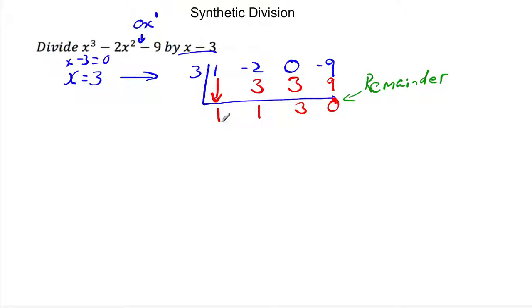And for the rest of these, we start with one less degree. So here the degree is x to the third. So what we're going to have is x squared plus x plus 3. x squared, 1x plus 3. And that's our answer.